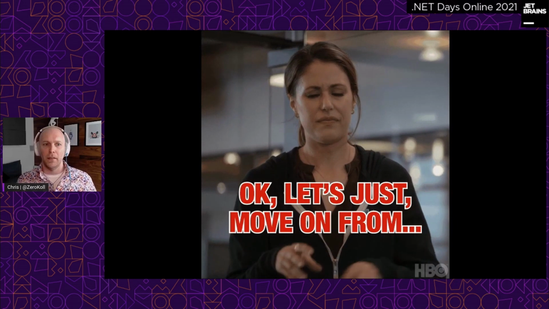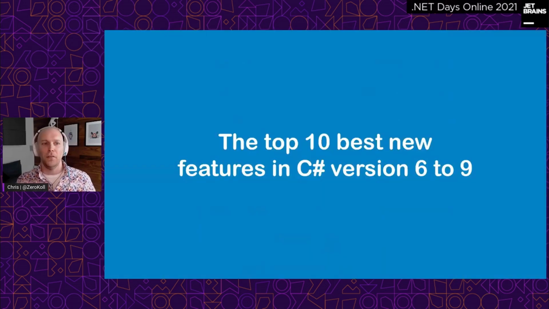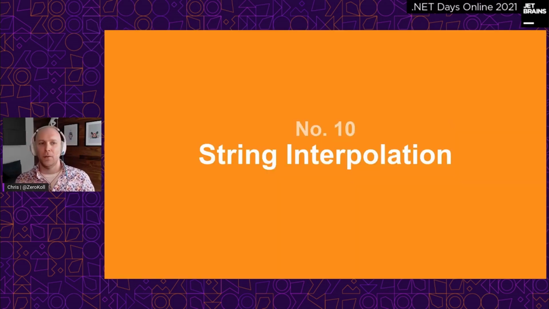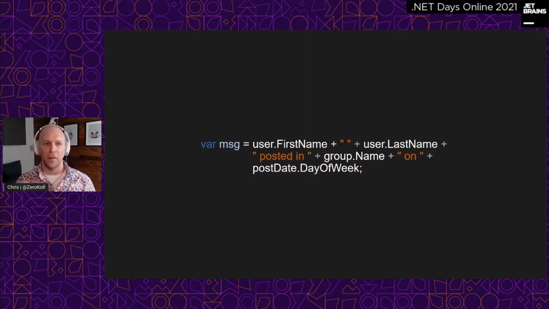So okay, let's move on and have a look at the top 10 best new features in C# version 6 to 9. And in no particular order, number 10, string interpolation. String interpolation is something that we do a lot, right? We write stuff like property plus double quotes, space, double quotes, plus and so on. And it becomes a bit hard to read. There are a lot of plus signs and quotes, and you have to figure out what quotes to use. It's a bit of a pain, right? Also, performance-wise it's not that awesome, because it's going to create a bunch of intermediate strings. So it's ugly.